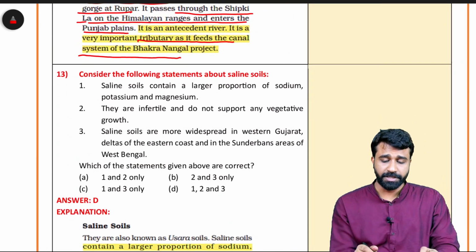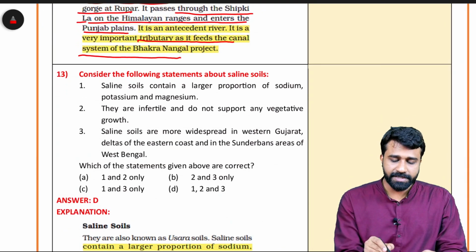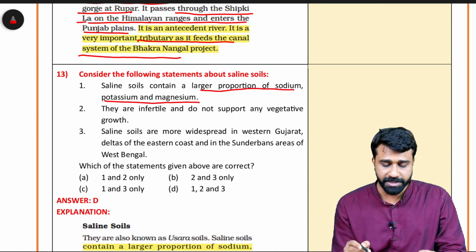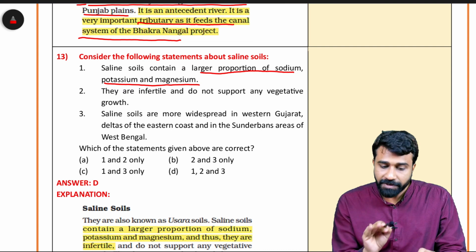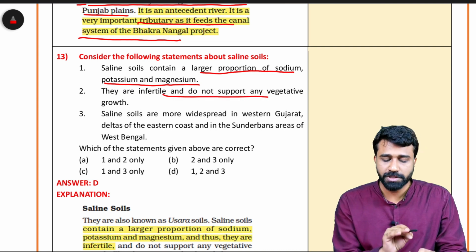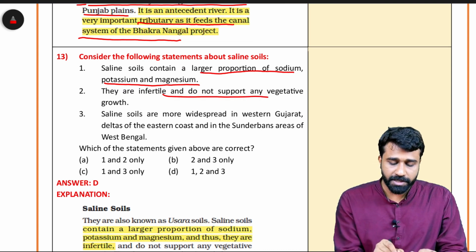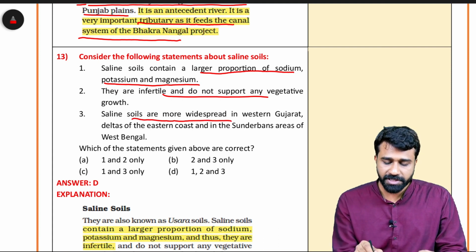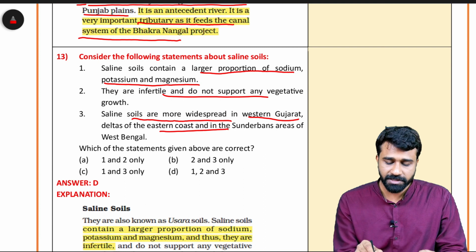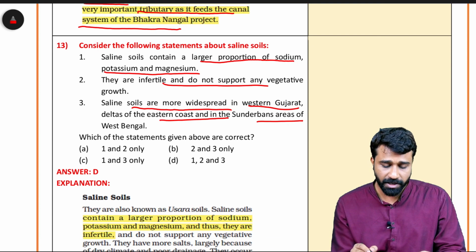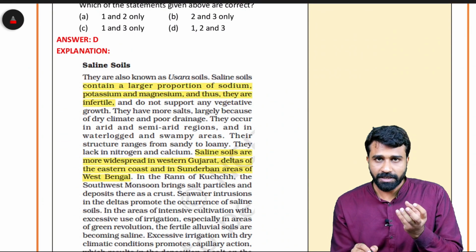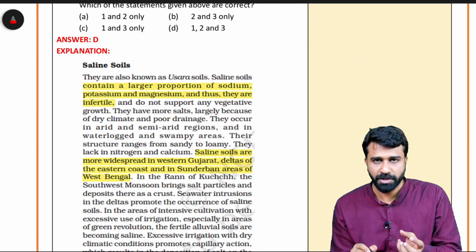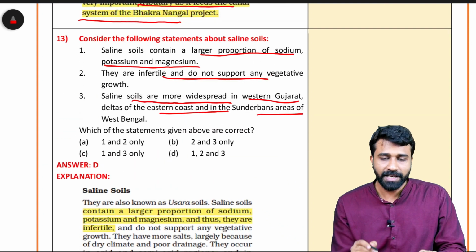Next, 13th question. Saline soils contain a large proportion of sodium, potassium, magnesium. They are not fertile in nature. They are infertile and don't support any vegetative growth. Saline soils are widespread in the Western Ghats region and the deltas of the Eastern Ghats, in the Sundarbans areas of West Bengal, because of salt water intrusion. Where there is the highest intrusion of salt water, there you witness this kind of saline soil.